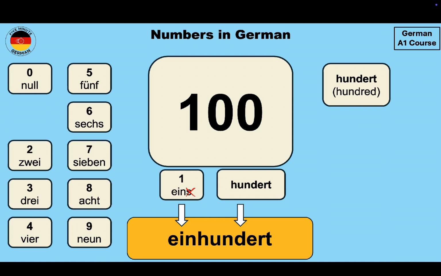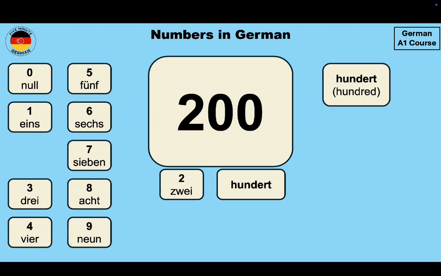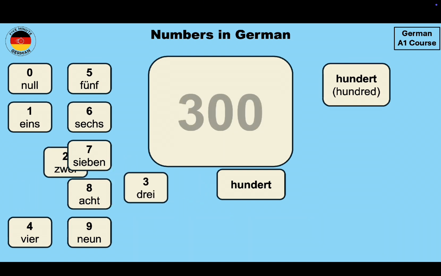Only when it comes alone, then we say eins. Otherwise, we remove the s and we only say ein. For example, 100, 21, and so on. Now we follow the same pattern for 200. So we use zwei at the start and 100 as the ending. So it becomes 200. Same for 300.